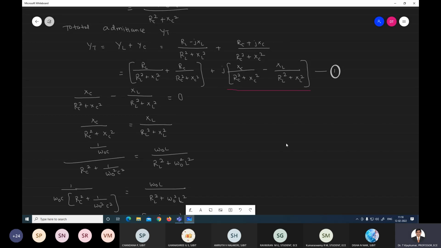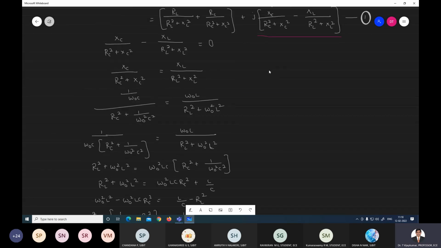Again, you can take one term to the right side, then we can write XC divided by RC square plus XC square is equal to XL divided by RL square plus XL square. XC is nothing but 1 over omega naught C, XL is nothing but omega naught L. You substitute that in these two equations.